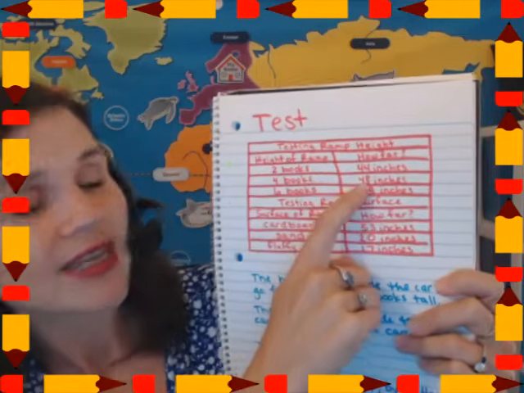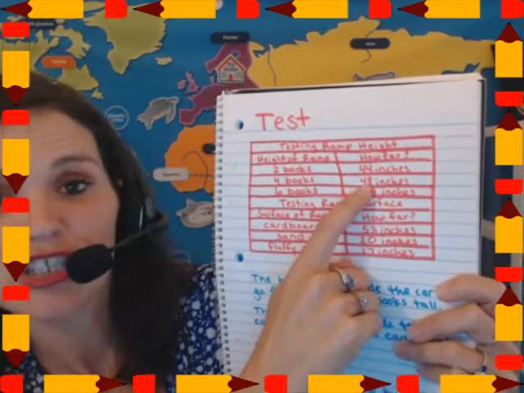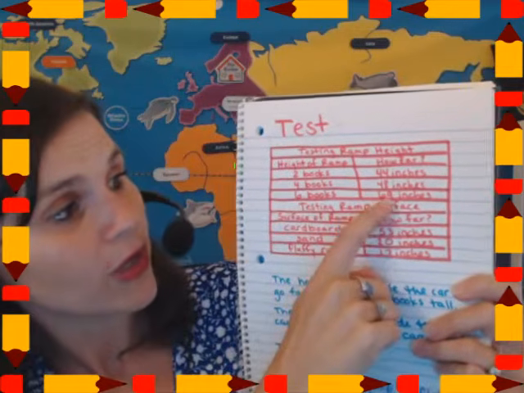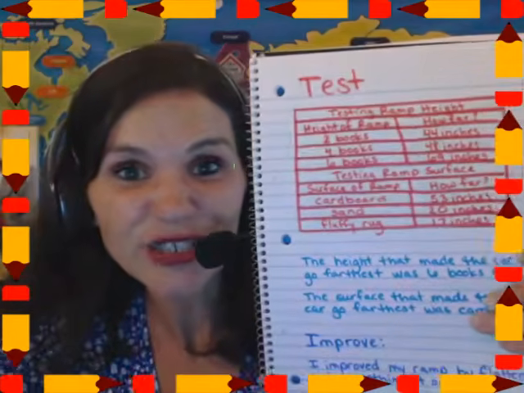With 4 books, my car traveled 48 inches, just a little bit more. With 6 books, it traveled 69 inches, so quite a bit.